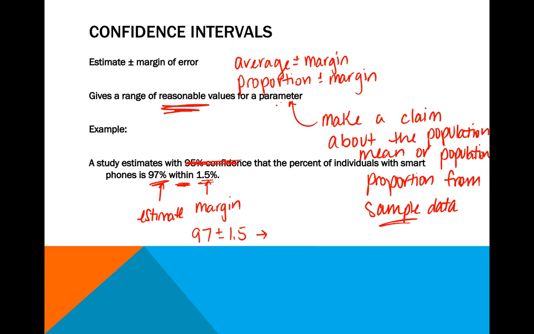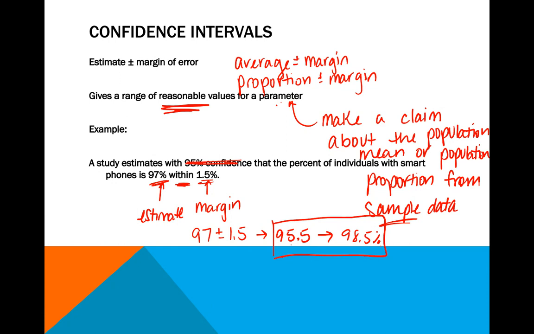So my lower bound, if I take 97% minus 1.5, that's 95.5%. If I then take 97 plus 1.5, that's 98.5%. So I'm basically saying, based on my sample study that came back at 97%, it's reasonable to believe that the population percentage is somewhere between 95.5% and 98.5%. So that's really all you'd have to identify with confidence intervals on the SATs. It's just what's reasonable or not reasonable.